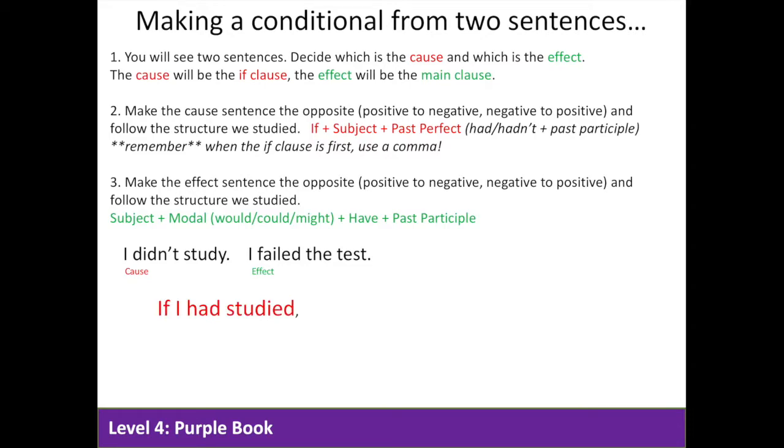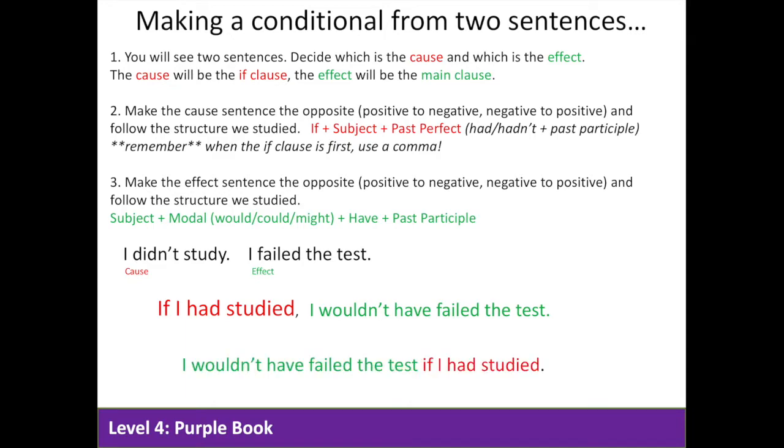If I had studied, again, our cause is negative. Now we've made it positive. And our effect was positive. We now make it negative. I wouldn't have failed the test. I wouldn't have failed the test if I had studied.